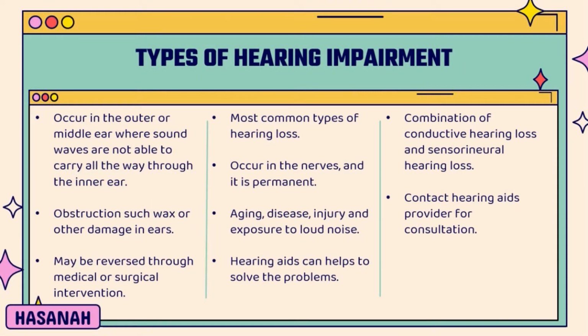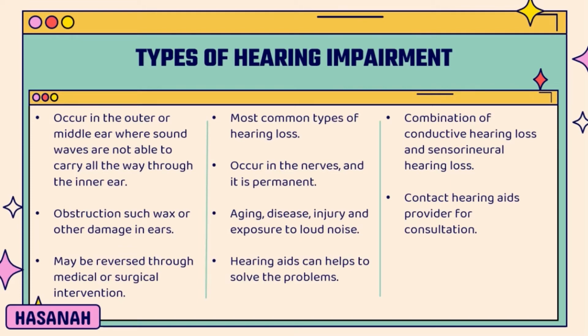For conductive hearing loss, it occurs in the outer or middle ear, where sound waves are not able to carry all the way to the inner ear. It is because of obstructions such as wax or other damage in the ears. And how to treat it? It may be reversed through medical or surgical intervention.